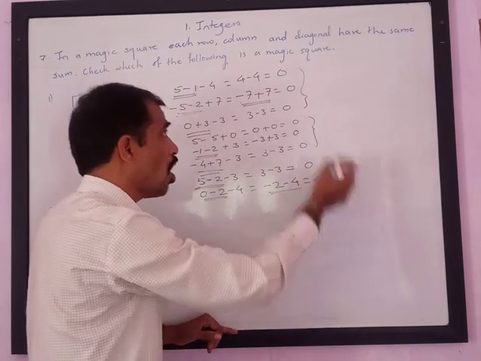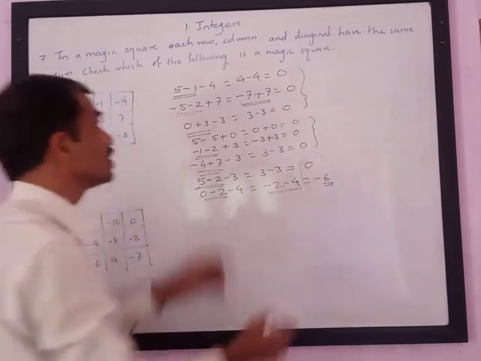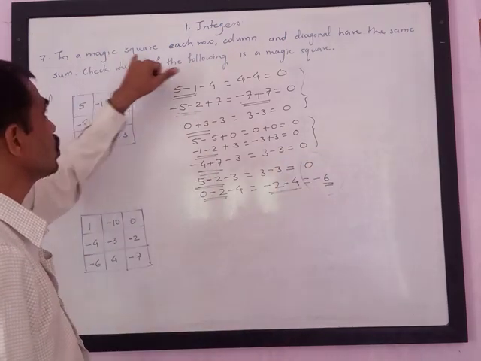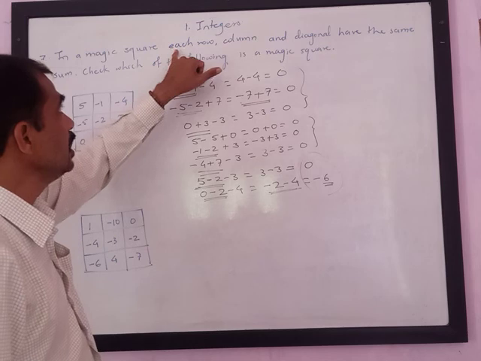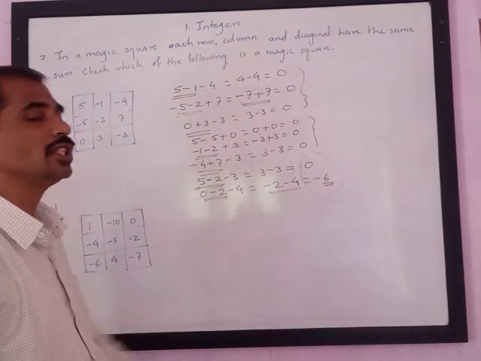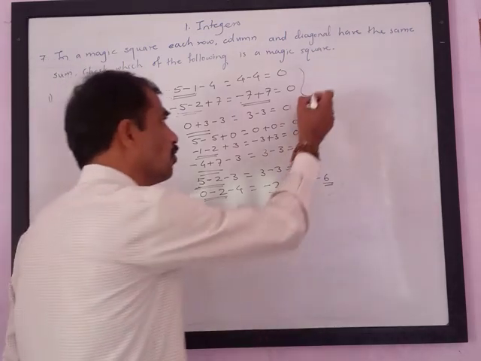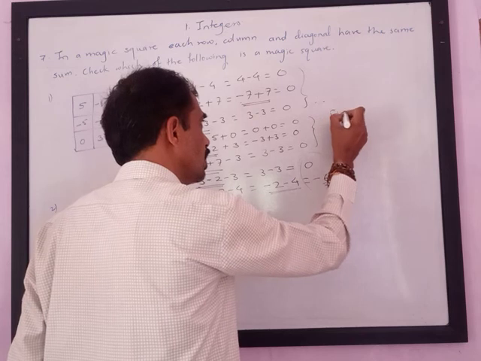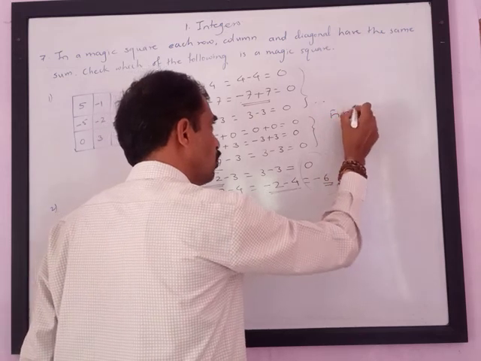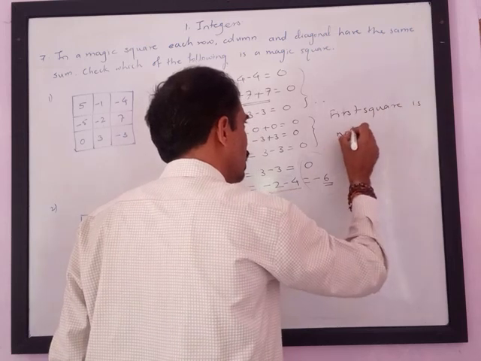So please note all the rows and all the columns as well as the diagonals. A magic square has each row, column and diagonal with the same sum. So here one diagonal does not have the same sum, hence this is not a magic square. Therefore the first square is not a magic square.